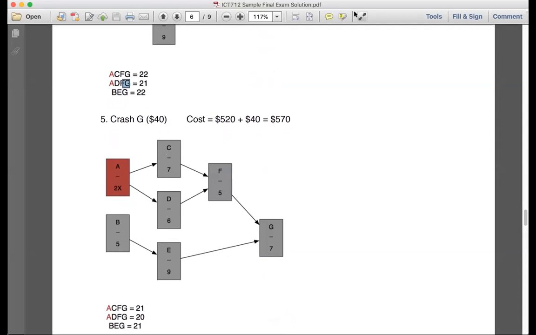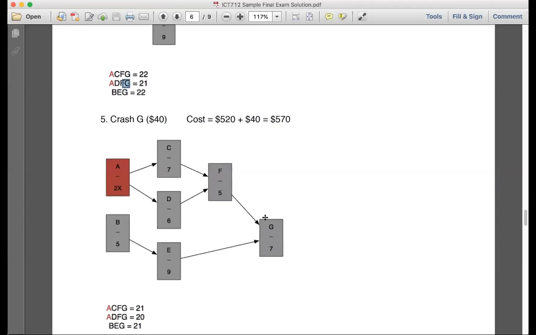Yes, my friend. Sir, let's say you have chosen G over here. The reason is because G is present both in ACFG and BEG and also in ADFG. Yeah, and because it's cheaper to crash that activity than to crash one activity here and one activity here. It is actually cheaper to crash one, in this example, on both passes.